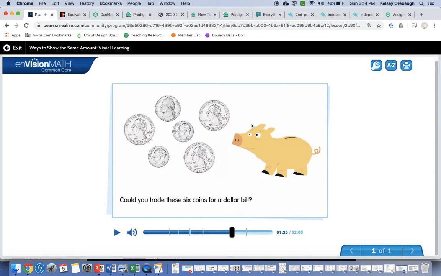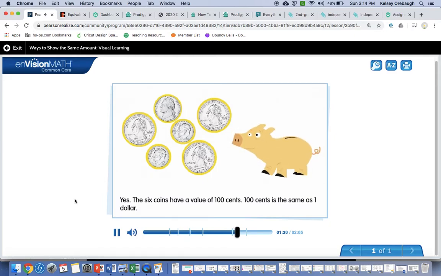These 6 coins are worth 100 cents altogether. Is a dollar bill also worth 100 cents? Yes, so that is what we call equivalent, or the same amount. We could trade these 6 coins for a dollar bill because that is 100 cents. They both are worth the same amount of money. Yes, the 6 coins have a value of 100 cents. 100 cents is the same as $1.